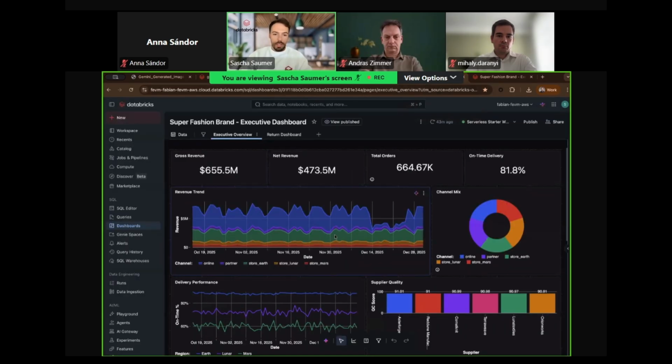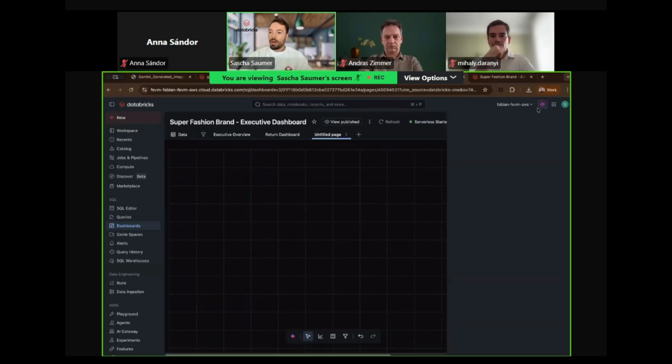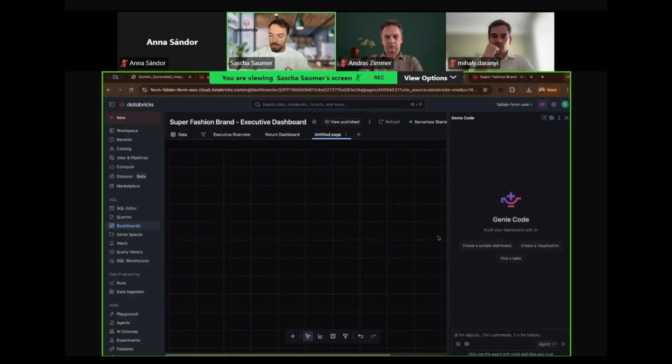Now I'm in the edit mode of the dashboard. You can see I have some more options available here. And here I can, for example, create a new page and show you how you can also create full dashboards with what we call Genie Code. Back in the day, you would have to learn the tool, how it works, how you create diagrams, how to modify these diagrams. Now you can also create dashboards just by chat. So for example, I could give it a request, something like, show me revenue by POS all over US.